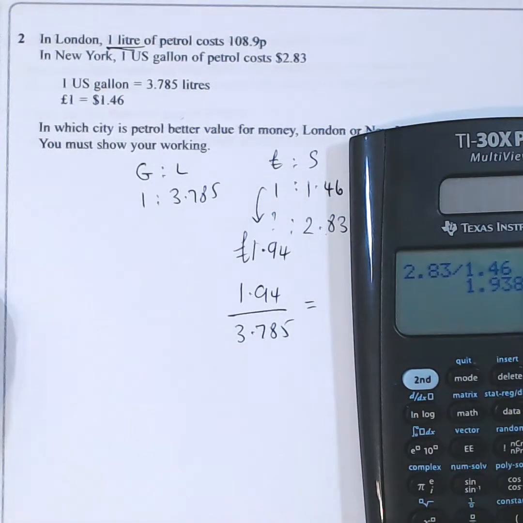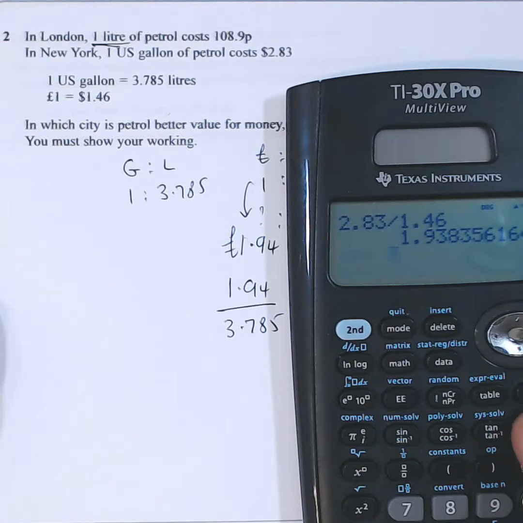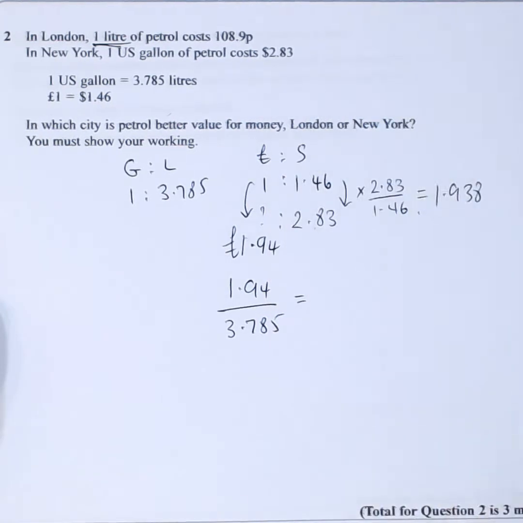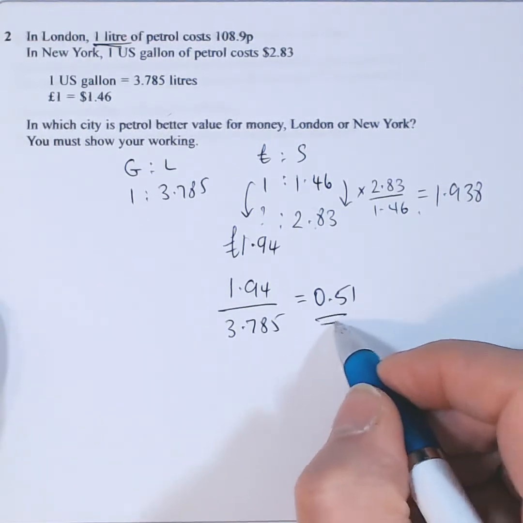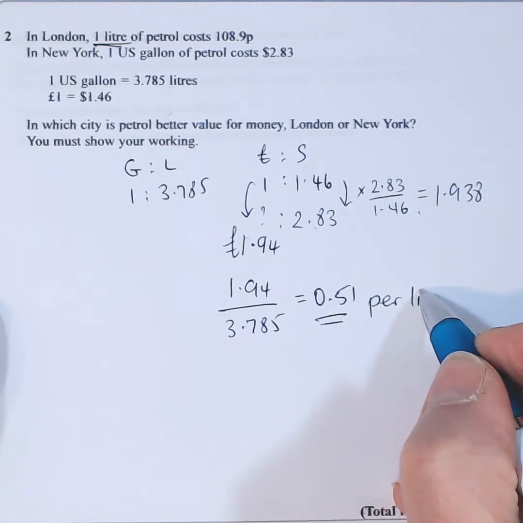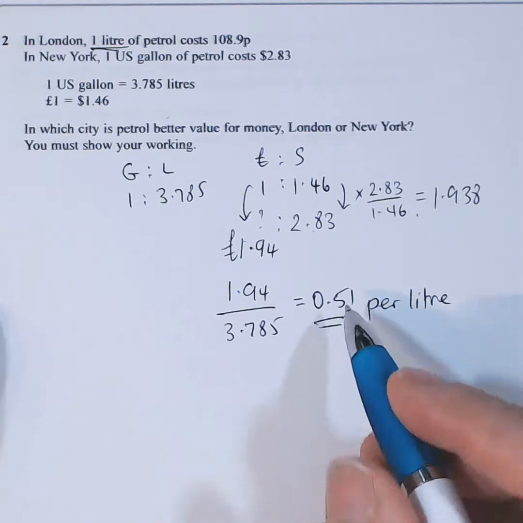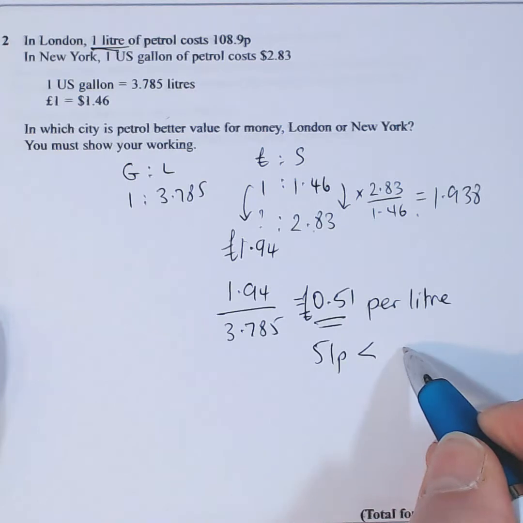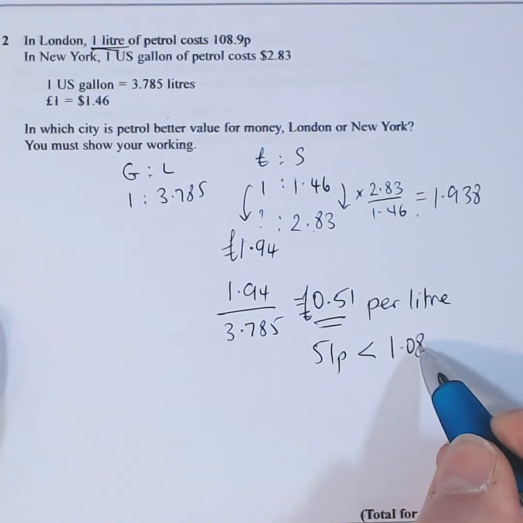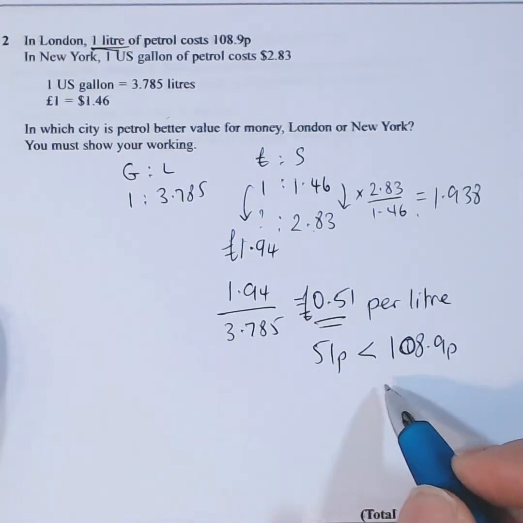So I left that in my calculator. Quite often, guys, it's useful to leave the last calculation in there. So all I have to do now is press divide 3.785, and that gives us 0.51. So per litre. Remember, it's useful with these kind of questions with units to write down the units as you do it to see what's going on. And that's 51p. So 51p is less than 108.9 pence. So New York is cheaper.